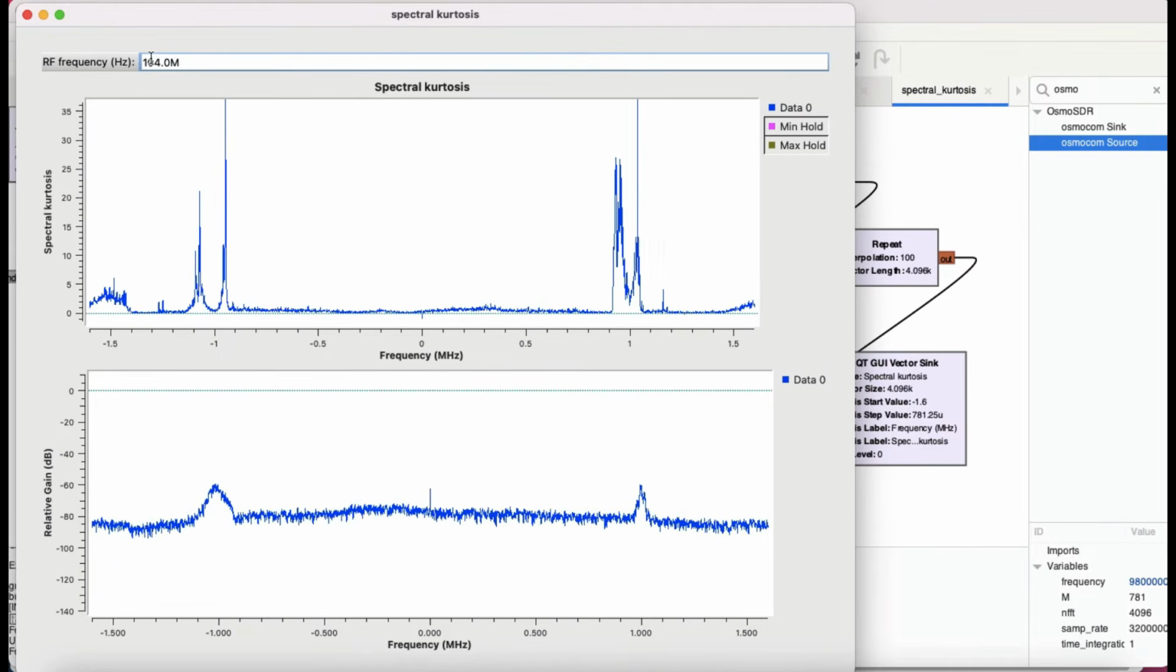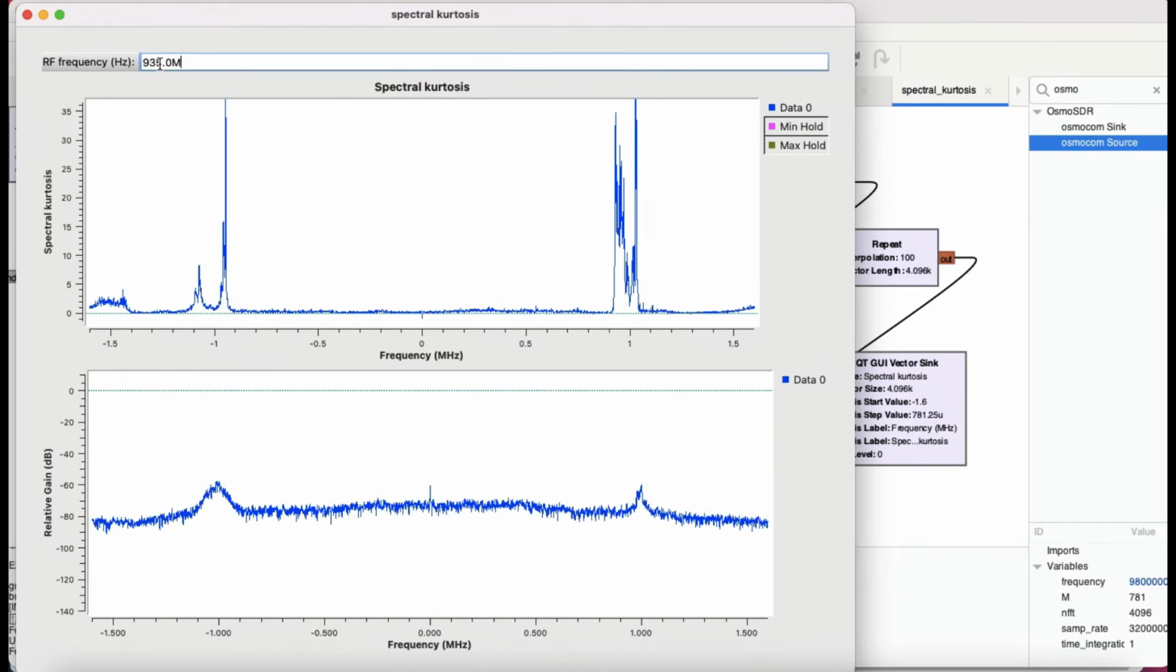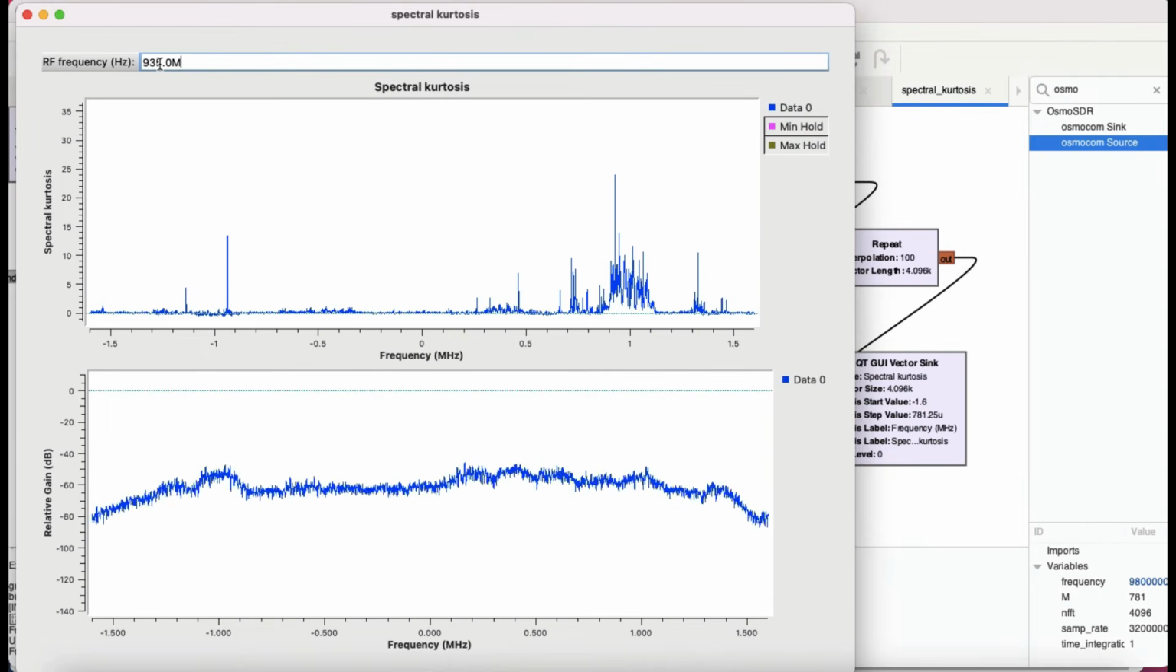Same here. Now, let me try to move on to, let's say, 935 megahertz, which is somewhere close to GSM downlink, GSM 900. Let's see what's going on here. Here we go. This looks like a signal. So you can see this is a signal. This is also a signal. There are a lot of signals there.